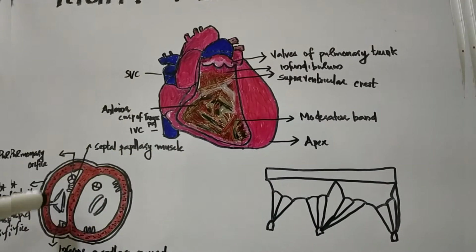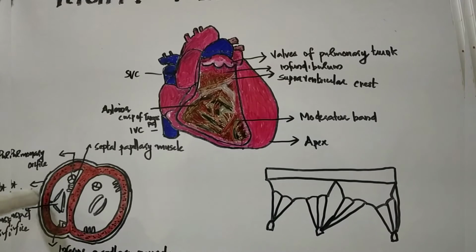And in this way there are three sets of papillary muscles. This is the inferior or the posterior papillary muscle, this is the anterior papillary muscle, and this is the septal papillary muscle. The septal papillary muscle is seen on the septal wall.